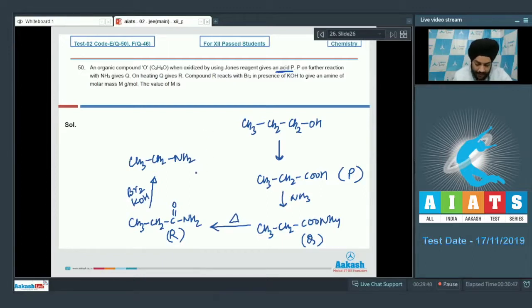It has a molar mass of M. So we have to comment on the value of M. So if we talk about the molar mass of this amine, students, we have 15 plus 14 plus 16. So its molar mass is going to be equal to 45. So students, for question number 50, we have to mark the correct answer as 45.